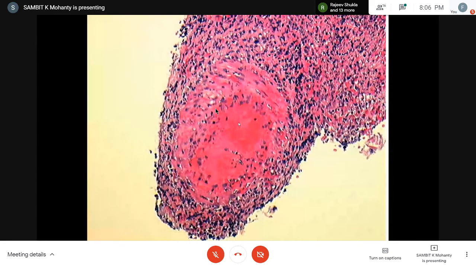So, any thoughts? NK cell lymphoma? Okay, that's a differential. Anything else? Granulocytic sarcoma. Okay, anything else? Lymphomatoid granulomatosis. Yes, great. Anything else? So you want to work it up, right? Do you guys think anything benign in this case?